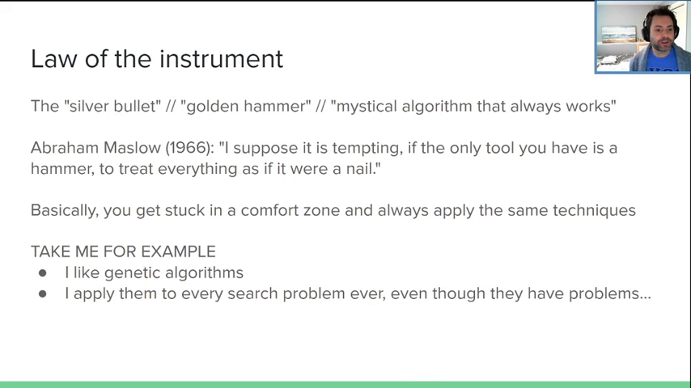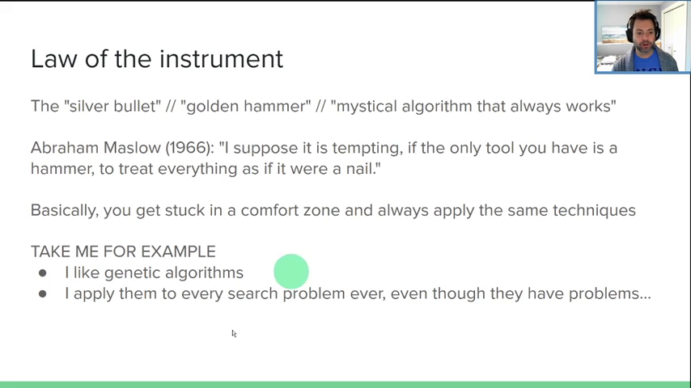We also have the law of the instrument. So this is where you have a thing that you absolutely love to program, and you're going to use it for everything. So this is your silver bullet. It's your golden hammer. It is the algorithm or the design pattern or the thing which you know how to program and you know how to do it very well. And you're going to use it whether it makes sense or not.